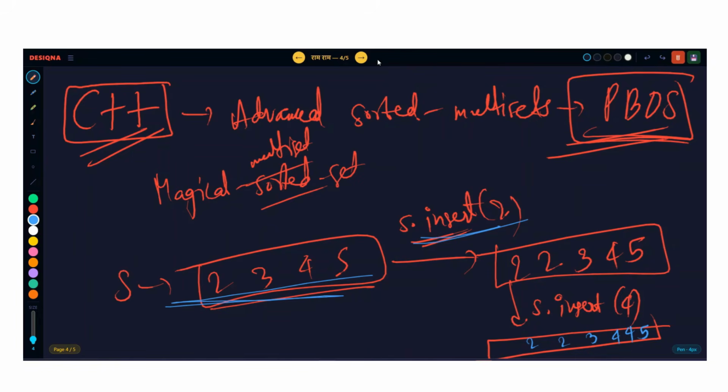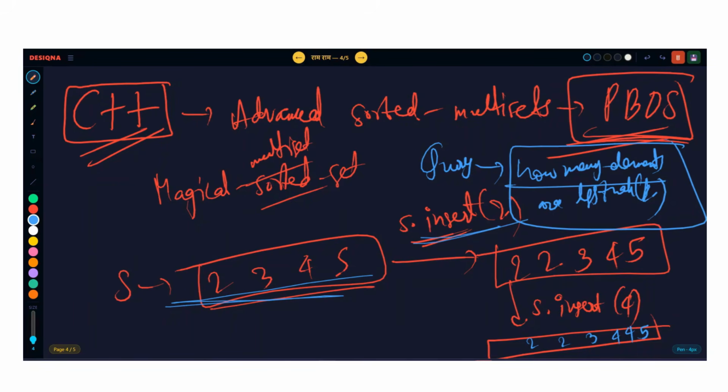But guys, we have one more functionality. This can be answered in log n time if the size of the set is n. In log n time you can insert something or delete something. But guys, we have one more capability. We can also query. You can also run a function which will tell you how many elements are less than or equal to k in this sorted set, and it will answer this in log n time, not linear time.